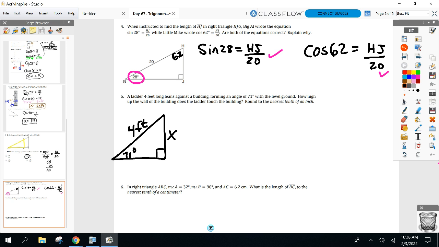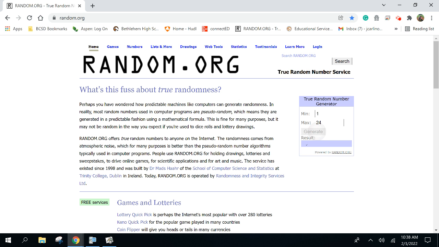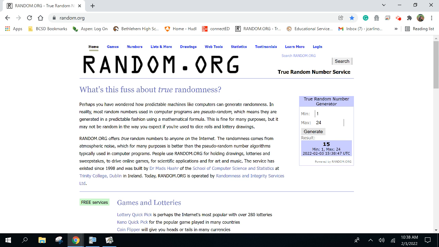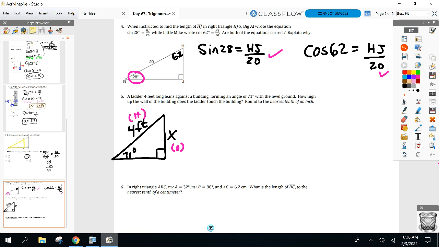All right, what's the X in the 42? Let's keep going. What's the X in the 42? George, what's the X here? Opposite. Yep, good work. And how about the four? Hypotenuse. Hypotenuse, good. This is pretty standard, right? It's pretty standard. All right, O and H. What do I use with O and H?